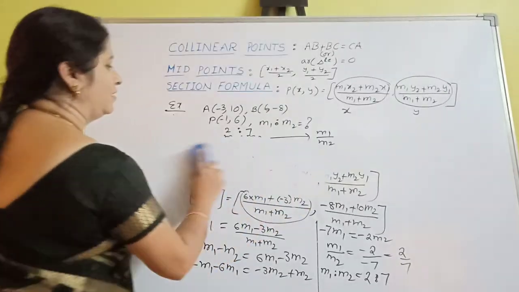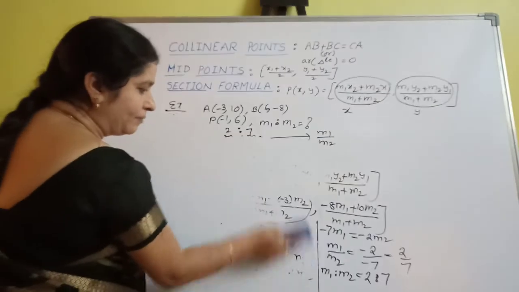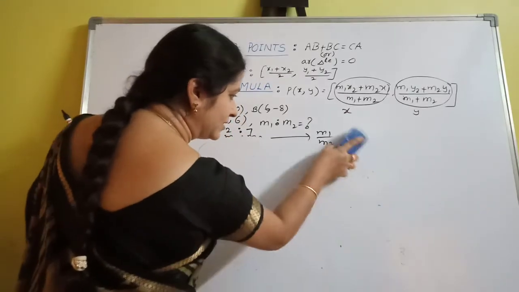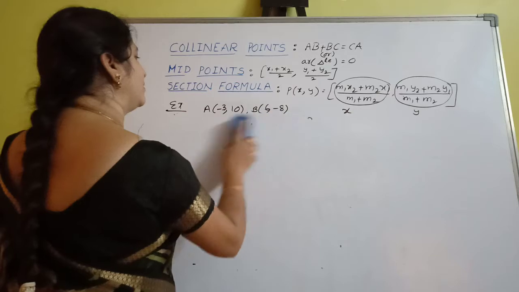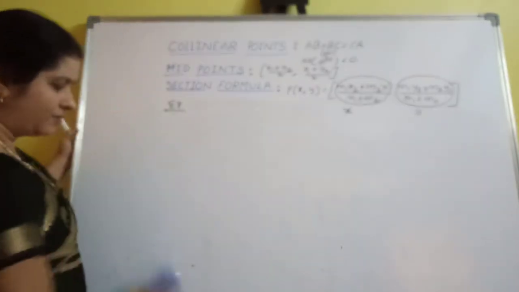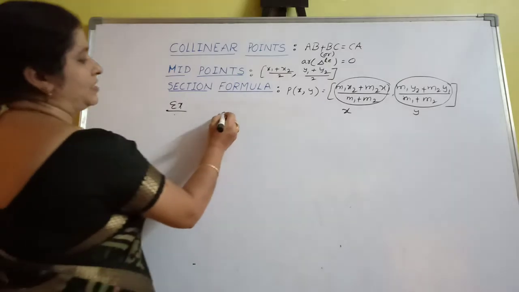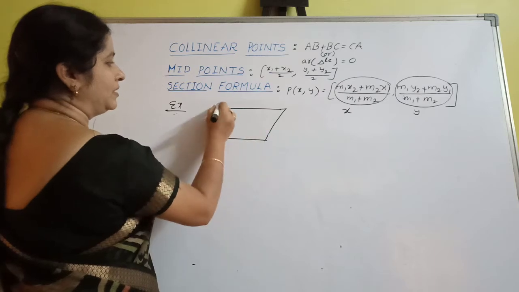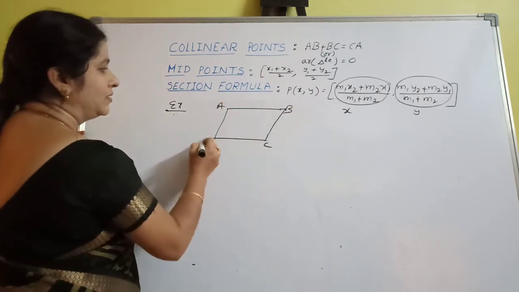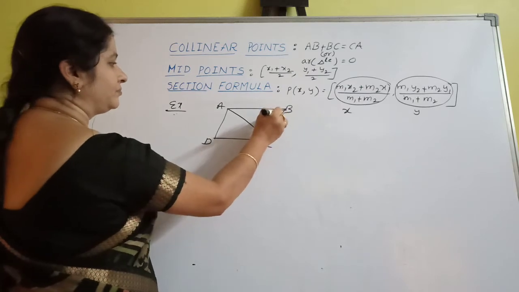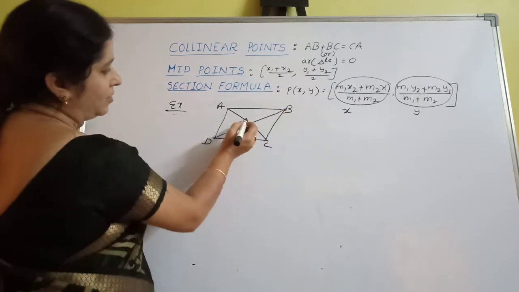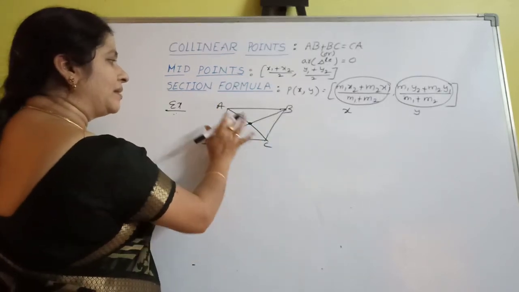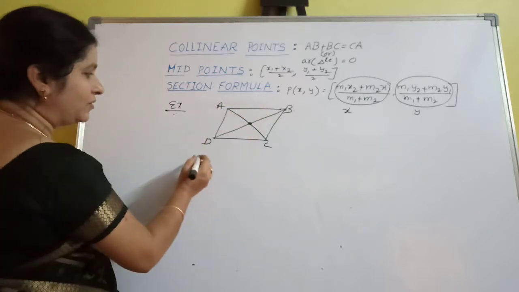In this class, again this is also very important in your exams: parallelogram. We already discussed this. What are the properties of a parallelogram? Suppose it is a parallelogram ABCD. Two diagonals are there. So what is the main property of a parallelogram? The midpoint of the two diagonals is the same.